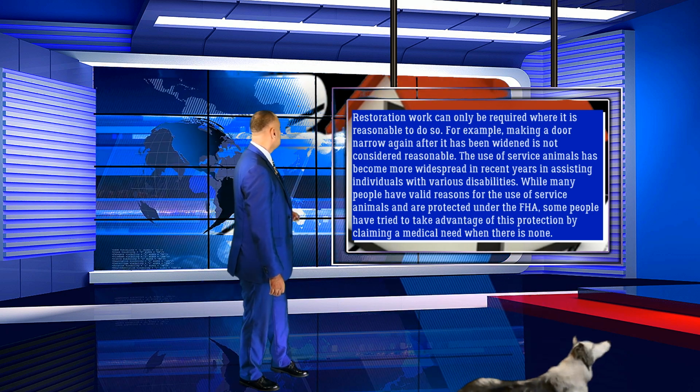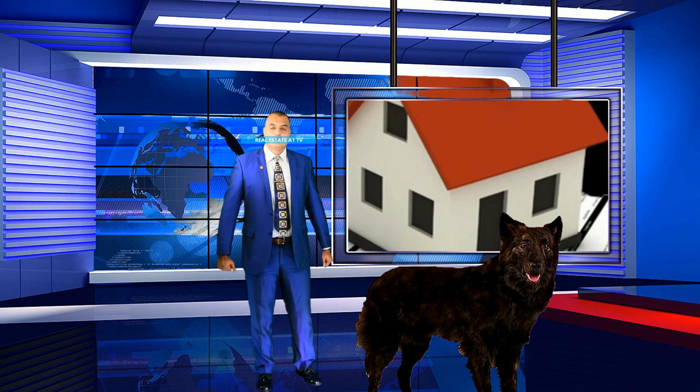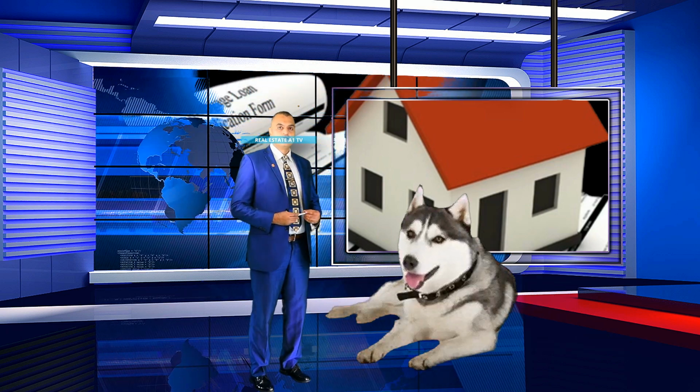The use of service animals has become more widespread in recent years in assisting individuals with various disabilities. While many people have valid reasons for the use of service animals and are protected under the FHA, some people have tried to take advantage of this protection by claiming a medical need when there is none. To help address this issue, HUD released new guidance to assess the validity of the need for service animals. As of 2020, landlords and property managers can require reliable verification of the tenant's need for an assistance animal and can require documents other than an online certification.